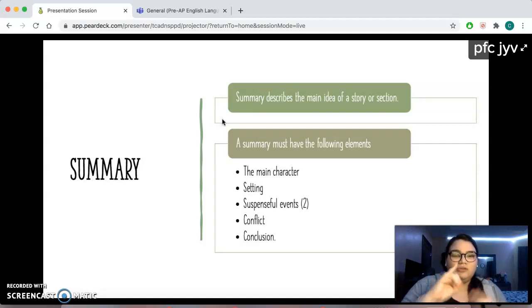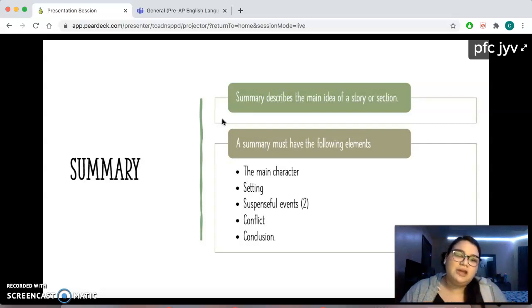So the elements of a summary are a main character. You need to let me know who the main character in the story is. You need to let me know the setting, whether it's chronological or physical. You need to be able to tell me some suspenseful events. These are usually the ones that occurred in the rising action. That's where we have our suspenseful events. You can give me one or two. You can also give me the conflict. So what is the problem in that particular story? And then at the end, the conclusion: what does it end in? Remember, a summary will always, always, always have a beginning, middle, and end.